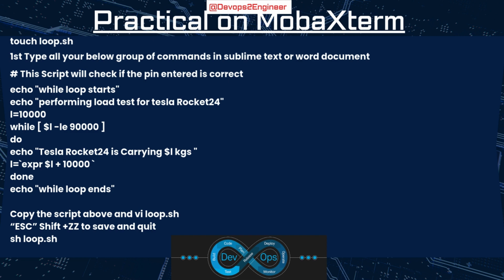do echo Rocket 24 is carrying $1 kg. Let L expr $L plus 1,000. Done. While loop ends. This essentially adds 1,000 to 1,000 kilograms, or adds 1,000 to the input number until it reaches 10,000. If it is less than 9,000, it's going to keep adding until it reaches 10,000.